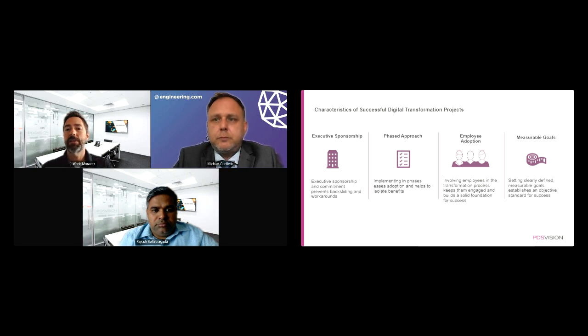to the third point, which is a focus on employee adoption. The real key here, again, is that cultural element, overcoming that resistance to change, getting the people that are going to be affected by and using this new system or this new process on board with it. And so having employees involved in that transformation process from the beginning, making them feel like they're a part of it, hopefully making them feel like they're leading it, can build that solid foundation for success.